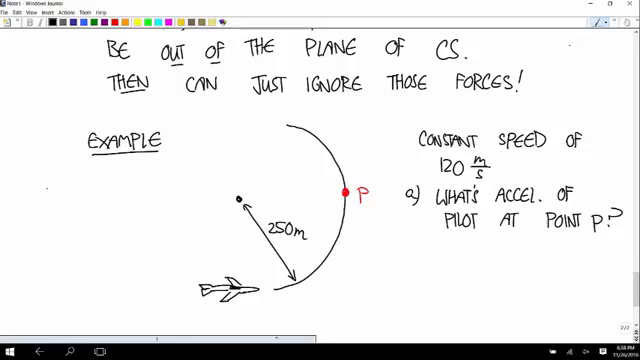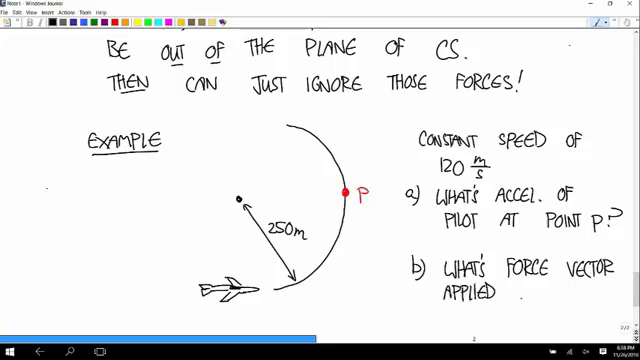And then we want to know, second, what's the force vector applied to the pilot by the seat at this point P.